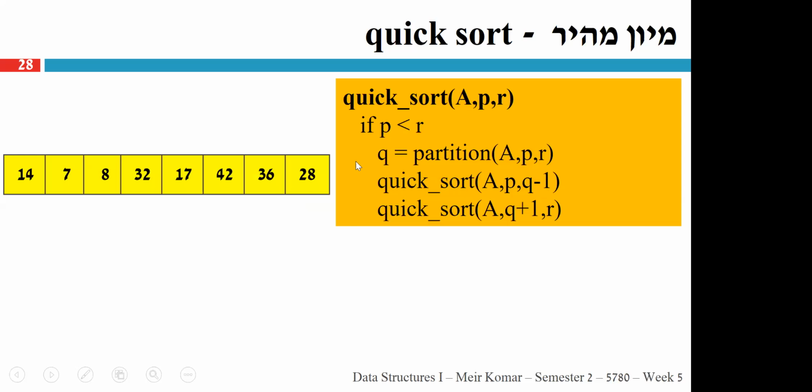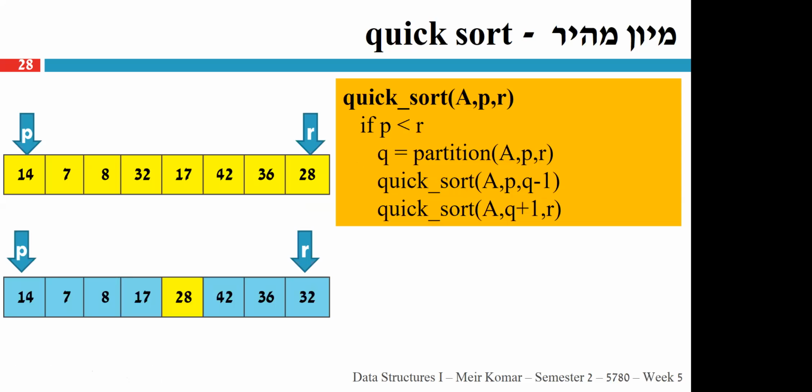Let's take a look. Here's a function. That's P, and that's R. P is less than R, yes? Q is equal to partition(A, P, R). After I come back from that function, partition, he returns to me this value, the index Q of this element. Who can tell me or guess what partition does? What does partition do? Besides returning Q, the index Q.